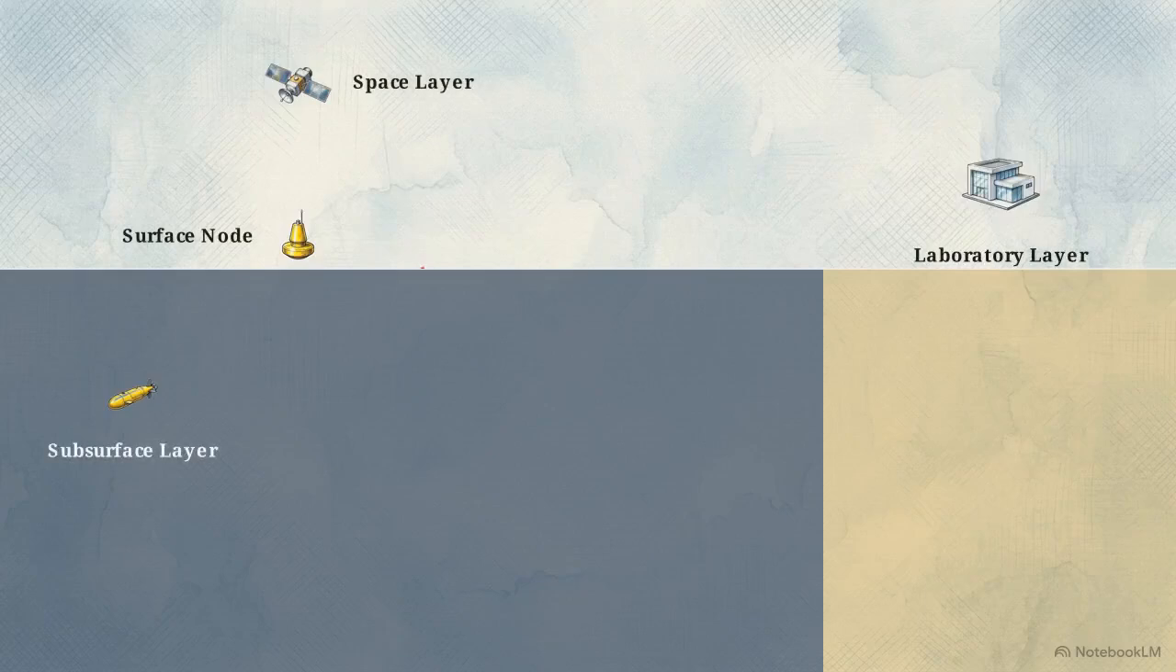This composite network model unifies the 4 distinct layers into a single data architecture. A satellite detects a surface anomaly and beams the coordinates down to a surface buoy. The buoy relays commands to an AUV below it, and data packets stream continuously to a coastal laboratory. The diagnostic workflow is fully integrated.